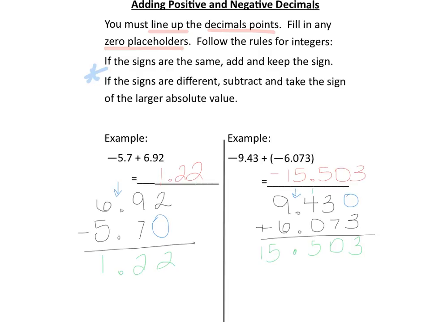The reason is the rules for negatives, the integer rules, are if the signs are the same, we add and we keep that sign. So therefore we lined up our decimals, we added, and then we need to keep that negative sign.